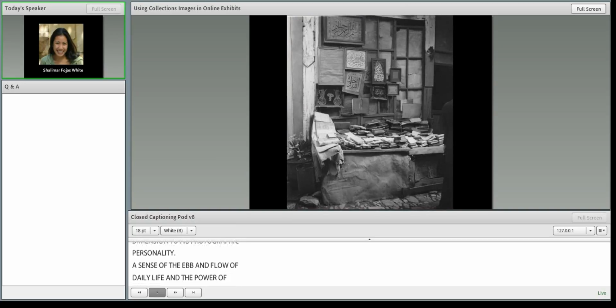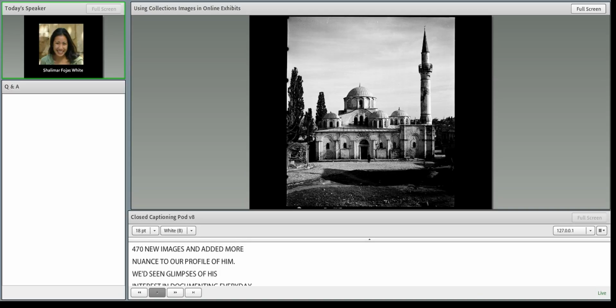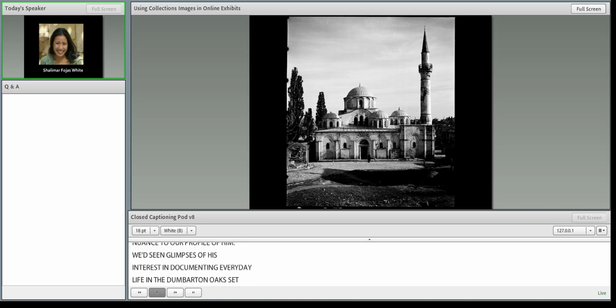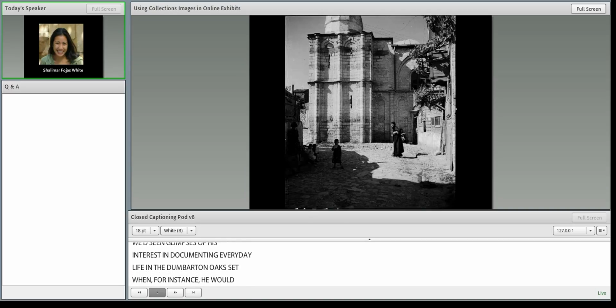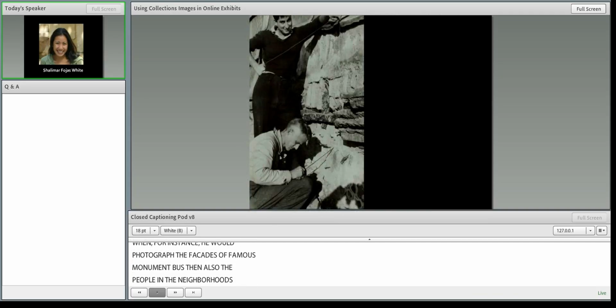The Freer's photographs and lantern slides added more than 470 new images to Artamonoff's oeuvre and added more nuance to our profile of him. We'd seen glimpses of his interest in documenting everyday life in the Dumbarton Oaks set, when, for instance, he would photograph the facades of famous monuments like the Karajami, but then also the people and the neighborhoods behind the building. So up to this point, we'd collaborated with scholars, librarians, and archivists, both here in the United States and in Turkey, to track down information about Artamonoff.